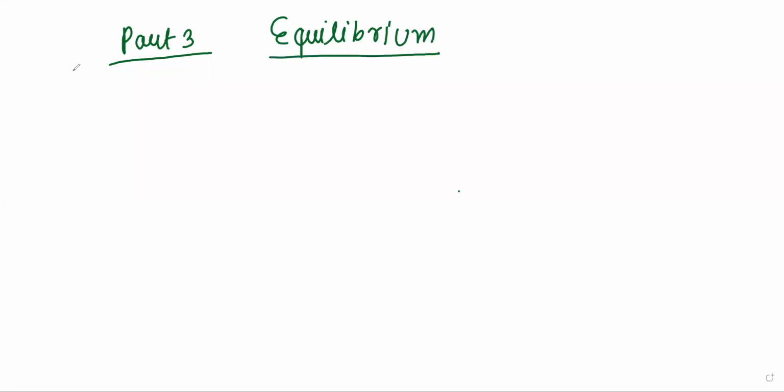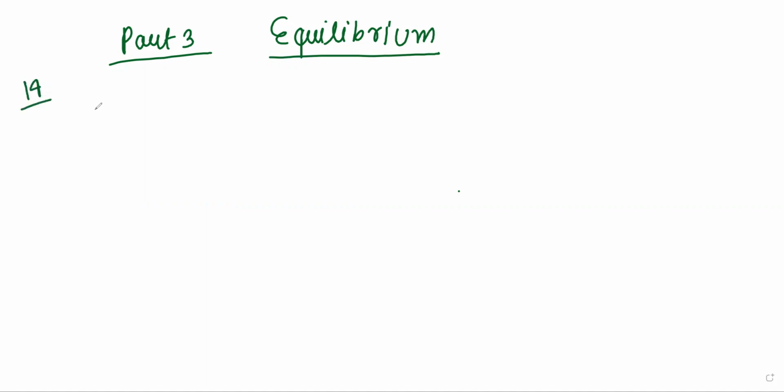Now let's see part 3 of equilibrium. Part 3 of equilibrium. So now see the next question, that is 14.